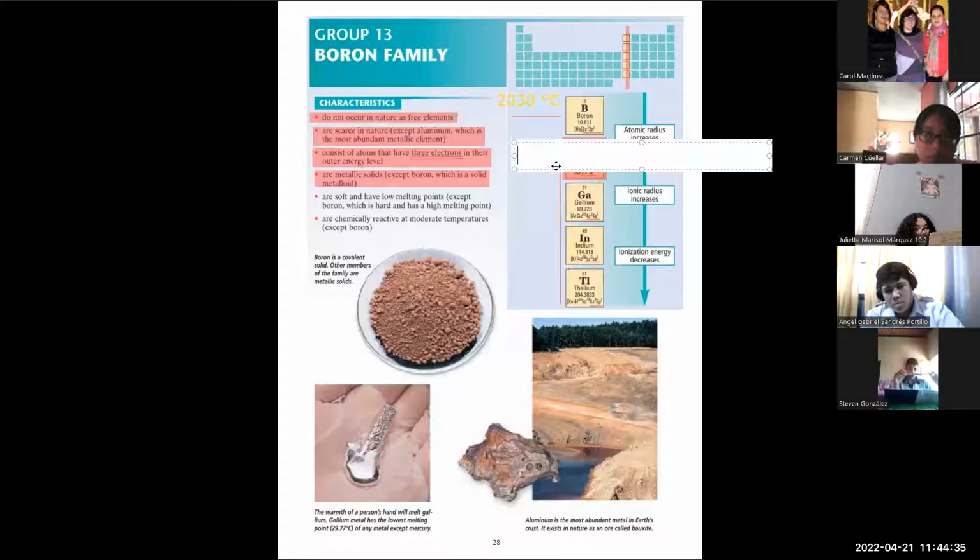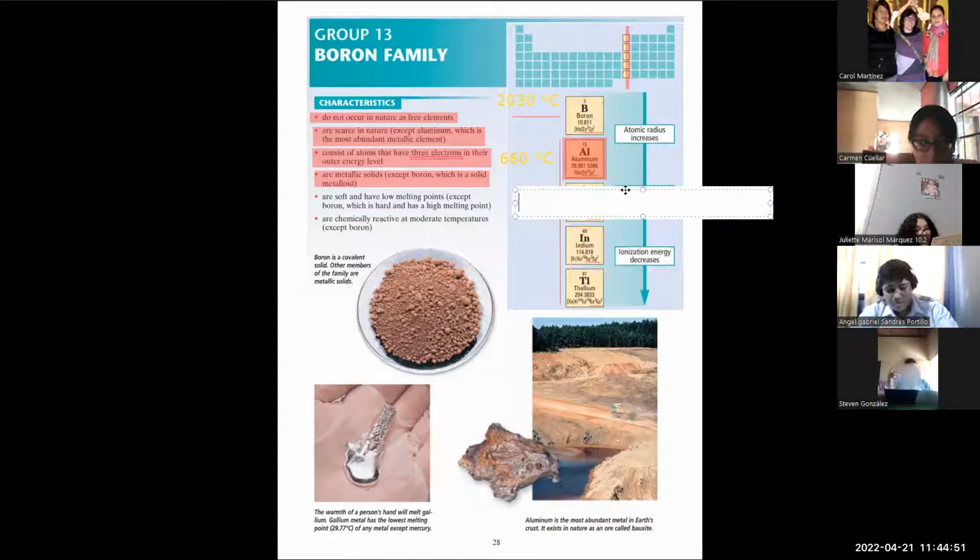Now, see the melting point of aluminum. 660. 660, a lot less, as you can see. Yes, boron has a really high melting point. What about gallium? What is the melting point of gallium? I mentioned it yesterday. 29.8.